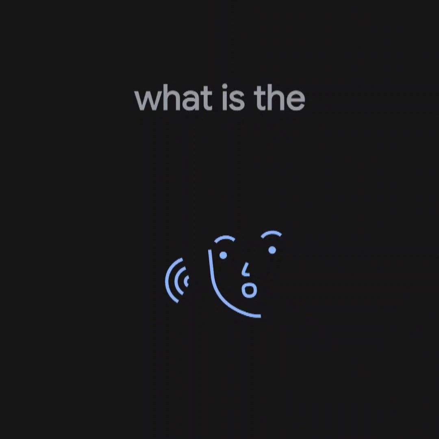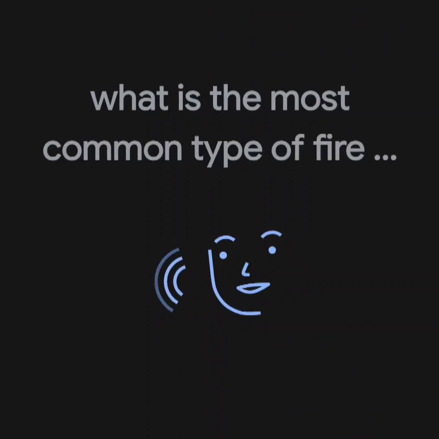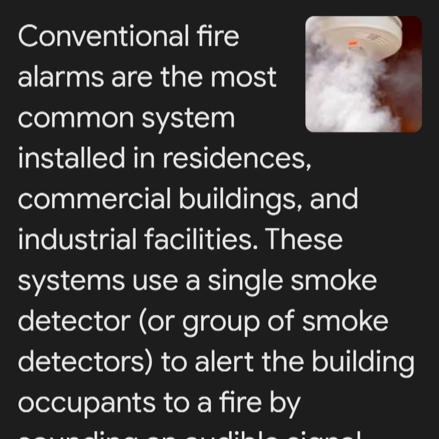What is the most common type of fire alarm system? According to General International Group, conventional fire alarms are the most common system installed in residences, commercial buildings, and industrial facilities. These systems use a single smoke detector to alert the building occupants to a fire by sounding an audible signal.